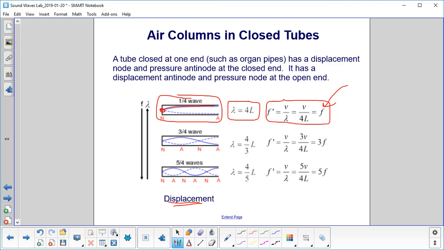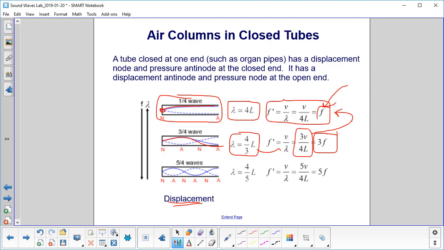For the next one, we have to fit 3/4 of a wave. That's all we get. But we don't get half a wave there because we wouldn't be able to meet the condition of a node at one end and an antinode at the other. So in this case, lambda, the wavelength, is 4/3 times the length of the pipe, and we have f prime is V over lambda. We put in what lambda is equal to, and this time we get 3V over 4L, which is 3 times the fundamental frequency.